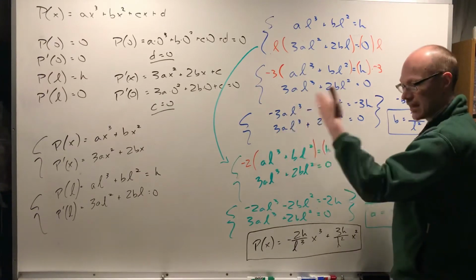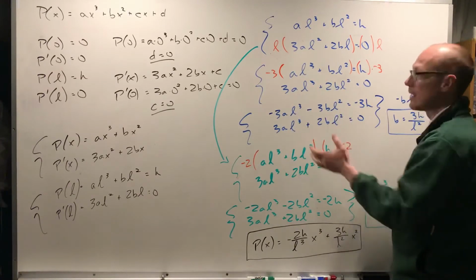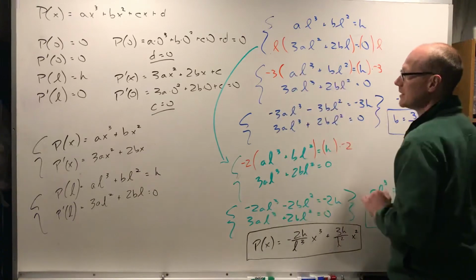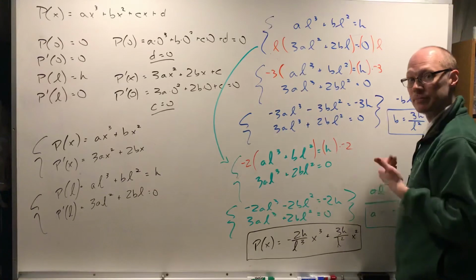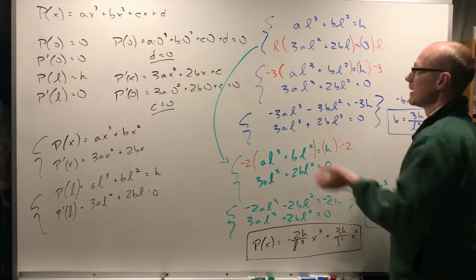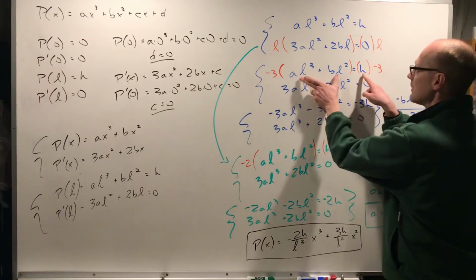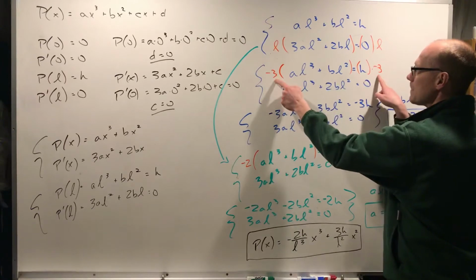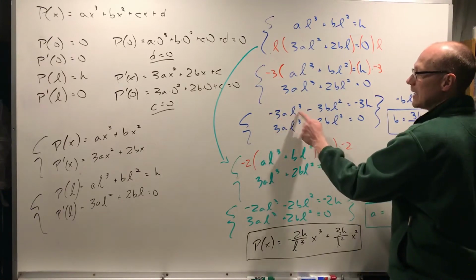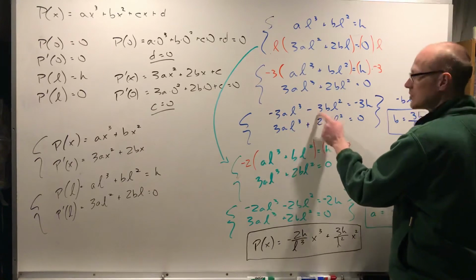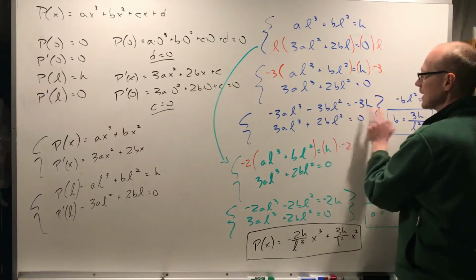Now it becomes a system of equations, remember the x and y system of equations, but now I have an a and a b, and I'm going to solve for a and solve for b using a cancellation method. So I'm going to multiply both sides of this top equation by -3. That will turn the top equation into -3AL cubed minus 3BL squared equals -3h.